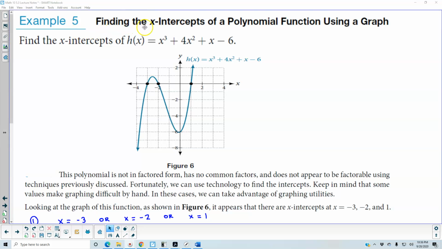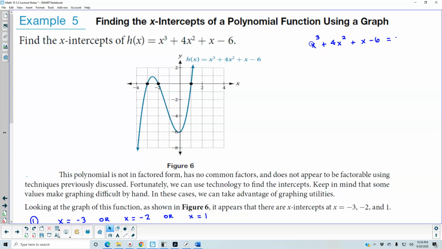Example 5, finding the x-intercepts of a polynomial function using a graph. We want to find the x-intercepts of h of x, which is equal to x cubed plus 4x squared plus x minus 6. Before we go any further, let's try what we would have done in our previous examples.